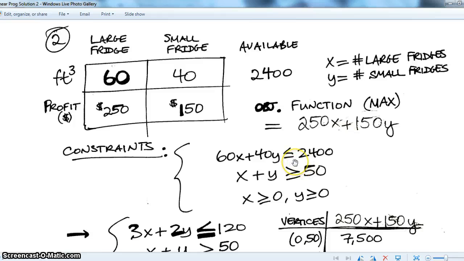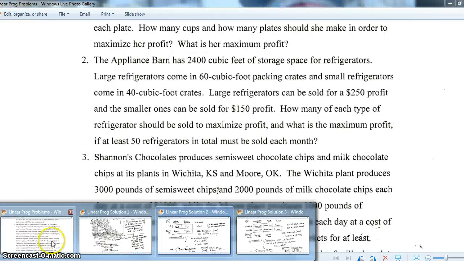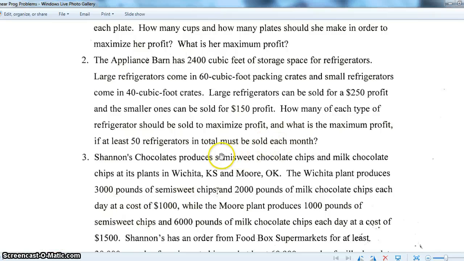Constraints: the first one here corresponds to the number of cubic feet, the space available, and x plus y greater than or equal to 50 means we have to make at least 50. So at least 50 refrigerators must be sold each month.